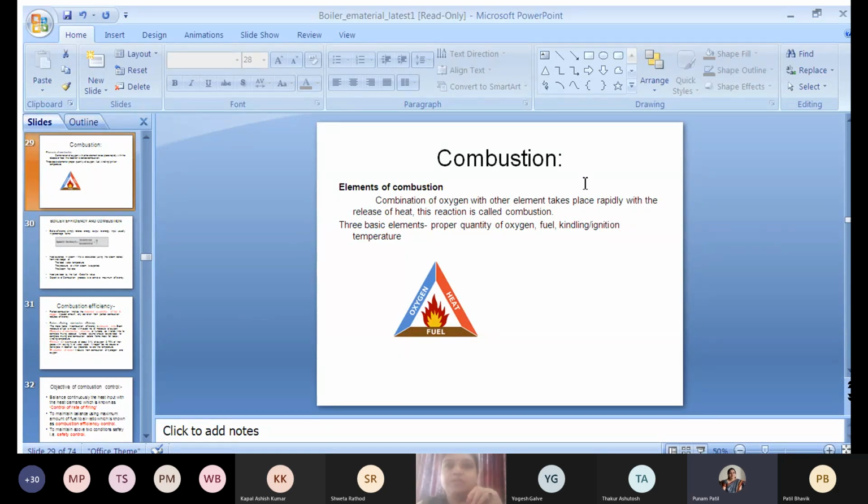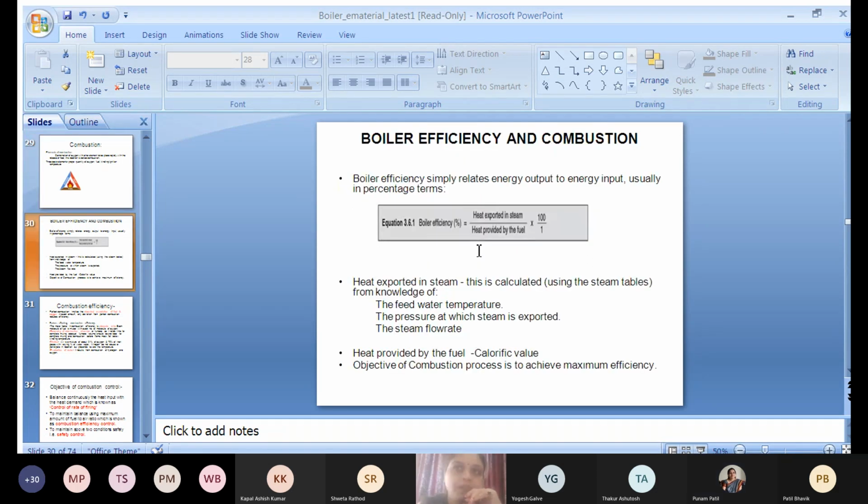It is a very simple process: the combination of oxygen with the fuel molecule, and in doing so heat is produced. We require three basic elements for combustion: a sufficient amount of oxygen, fuel, and kindling or ignition temperature. We are going to relate combustion with boiler efficiency because, in combustion, fuel and air are required and heat is produced.